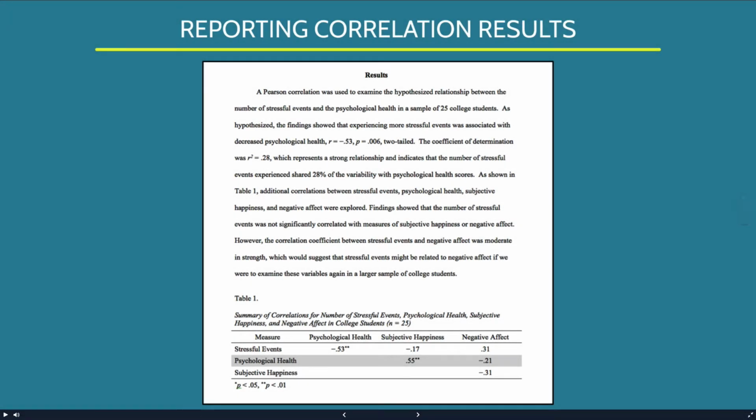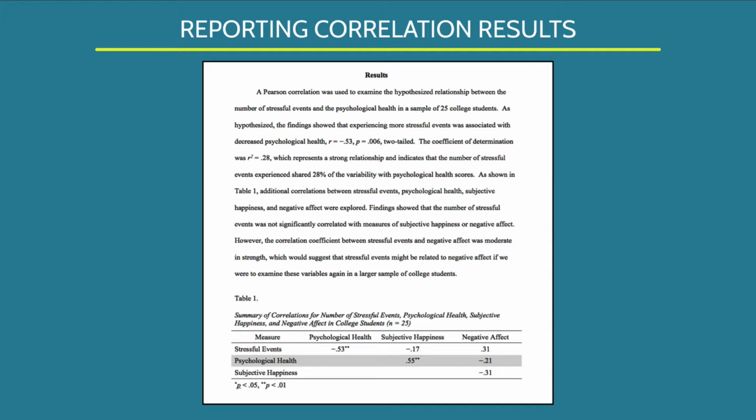As shown in the SPSS video on correlation and constructing a scatter plot, here is an example of reporting the results of a Pearson correlation test. When we report the correlation coefficient in the text, we want to report the correlation coefficient r equals, and in this case our obtained correlation coefficient was negative 0.53. We would then put a comma and then present the obtained p-value. So p equals 0.006, and in this case, comma, two-tailed, letting the reader know that we conducted a two-tailed test.